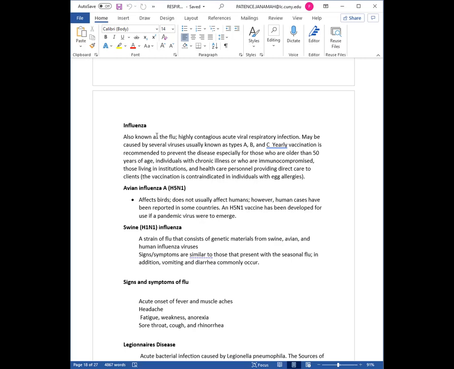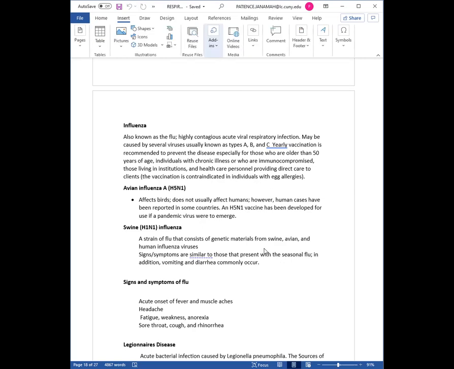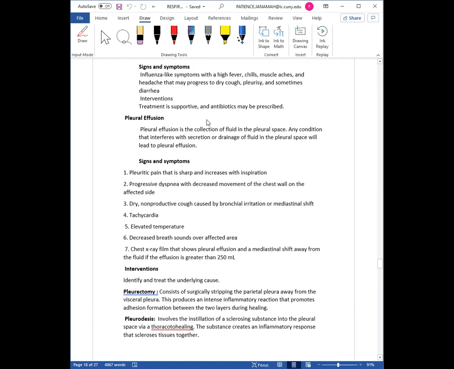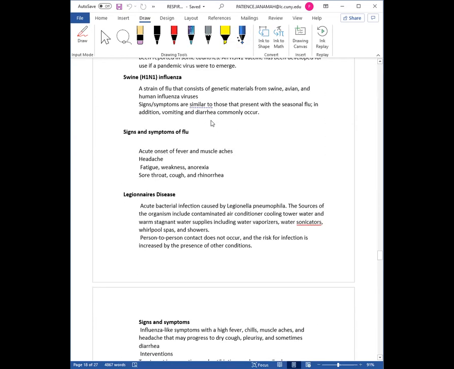So the signs and symptoms of flu will be acute onset of fever, muscle aches, headache, fatigue, anorexia, sore throat, cough, and rhinorrhea. If you want to teach the patient, you want to teach the patient to avoid person-to-person contact. People that are having the virus, you should not get in contact with them. You want to give them space. So that's mostly the preventative method for the flu. Hand washing is always constant.